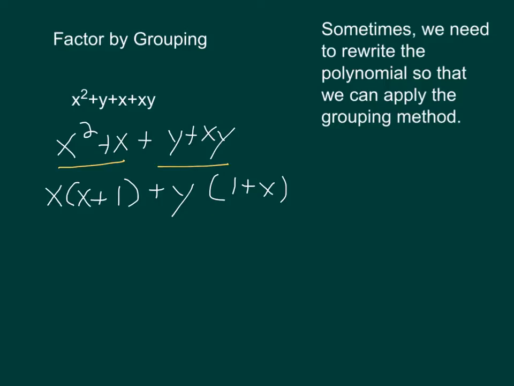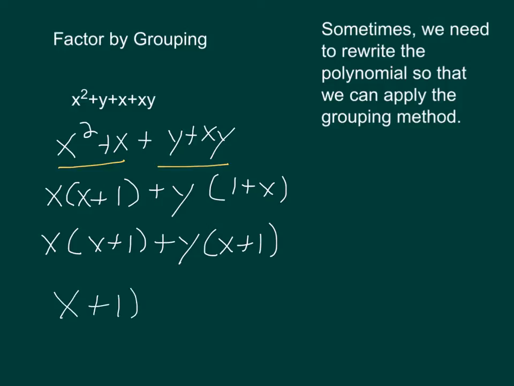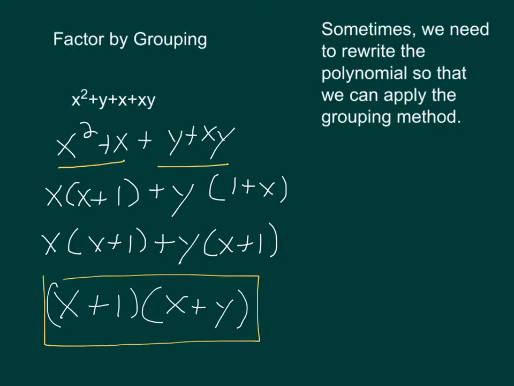Now, while they look different, they actually are identical, because I could rewrite one as the other. x plus 1 is the same thing as 1 plus x. So I could change my second one to just be x plus 1 times y. And now that they're the same, I have a common binomial factor. I'm going to take those out, and I'm going to have x plus 1. And then what gets left behind is the x and the plus y. And that's all that I need to fully factor this polynomial.